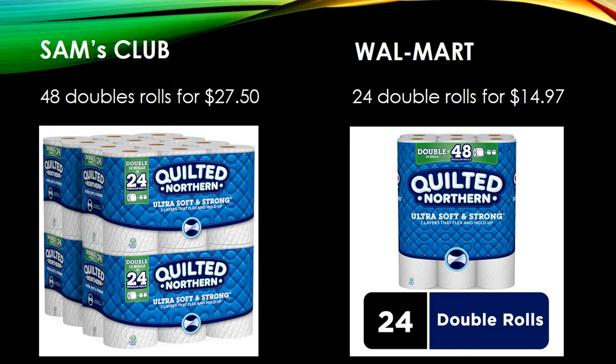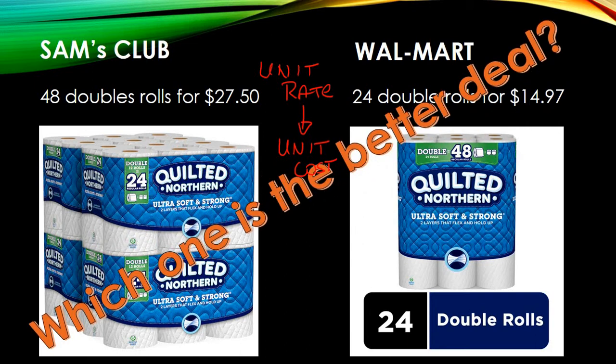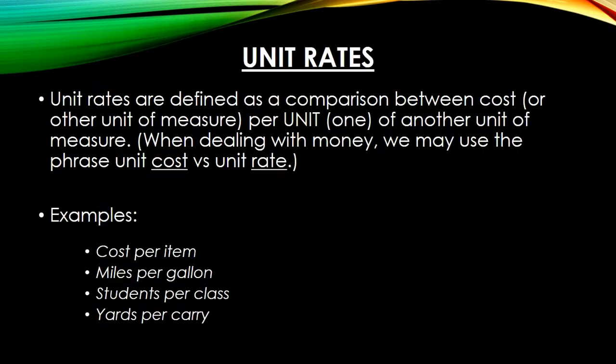So I am well aware of the fact that 24 times 2 is 48, and you could probably figure this out pretty easily using that idea, but I want to focus on a more general concept of unit rate, or in this case it would be unit cost. Okay, now what is a unit rate? And so we want to use that information to determine which one is the better deal. That's what we're really trying to figure out. Which place should I buy my toilet paper?